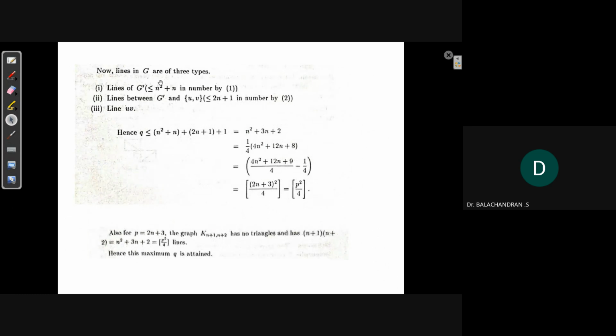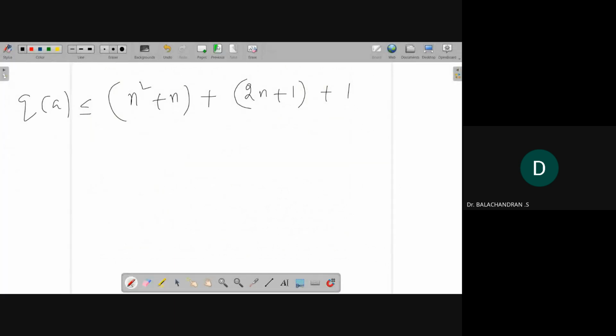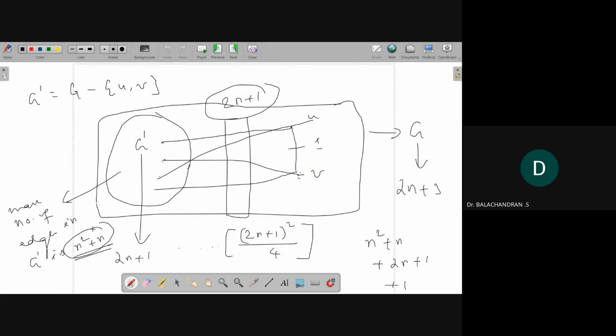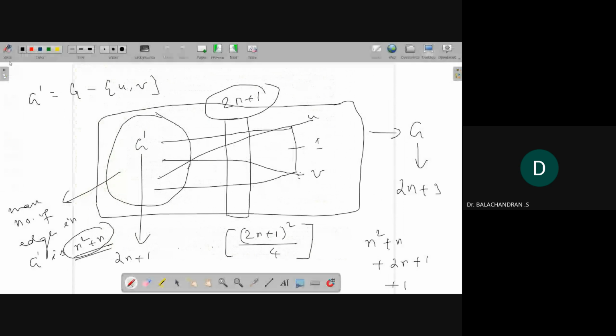So lines of G are of 3 types. Yes, the lines of G dash, that is what we discussed: n square plus n. That is the lines in G dash in the diagram. I told that lines in G dash are at most n square plus n. Lines between G dash and U and V are less than or equal to 2n plus 1 maximum. So I told it is 2n plus 1.